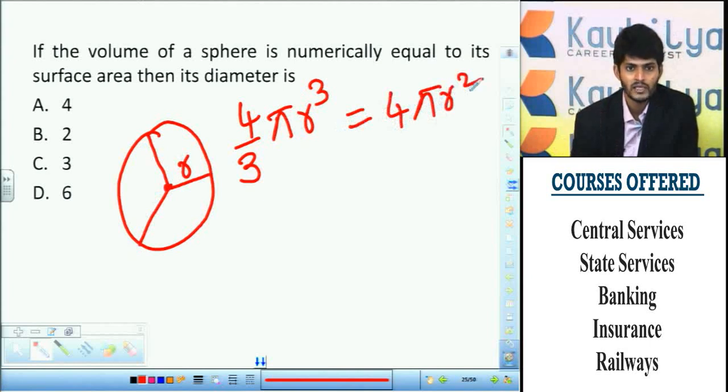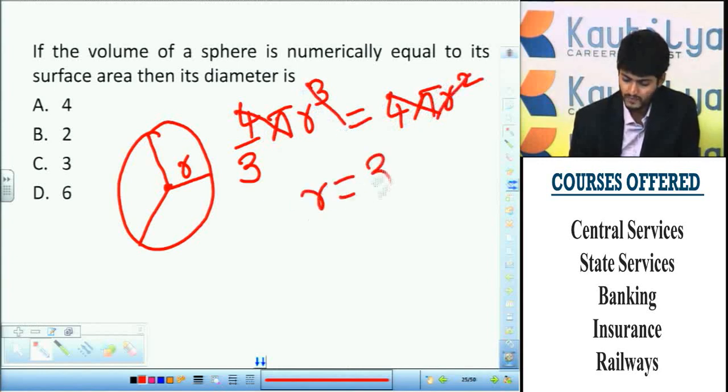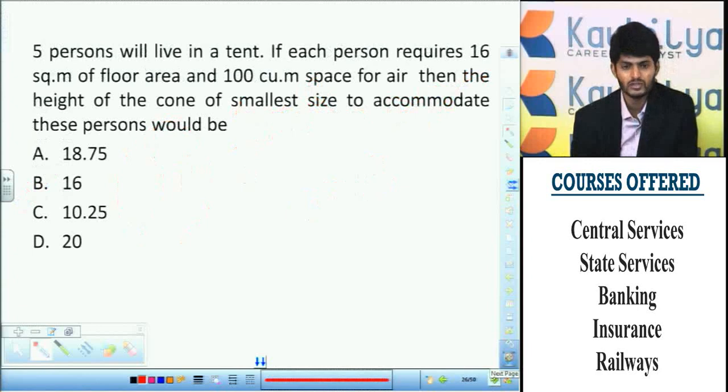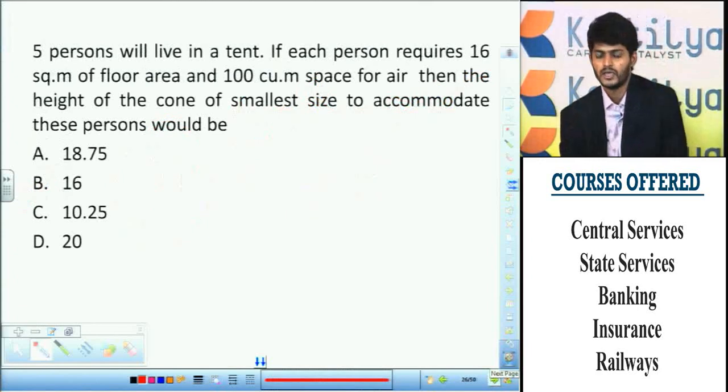So whenever he is saying 4 by 3 pi r cube is equal to 4 pi r square, I can clearly say r is equal to 3, radius is equal to 3. So you can clearly remember, whenever volume is equal to surface area, the radius has to be 3. So the diameter will be 2 times radius, which would be 6. Okay. So there is an advantage of remembering the formulas in mensuration, right, basically.